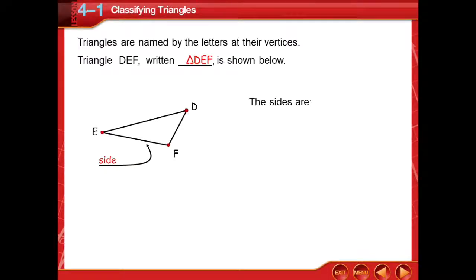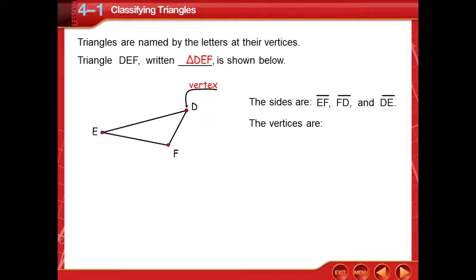The sides of this triangle are EF, FD, and DE. Please notice that they are all segments and have the segment symbol on top. I also have vertices, or vertex. Vertex is one, vertices are plural. The vertices are just the points that are connected, so I would have points D, E, and F. I also have the angles, which are made up of the segments, and I have angle DEF or angle E, angle EFD or angle F, and angle FDE or angle D.